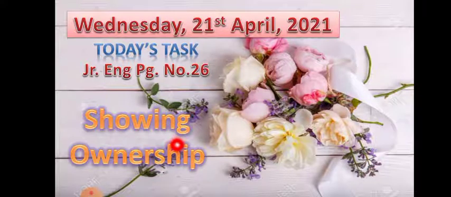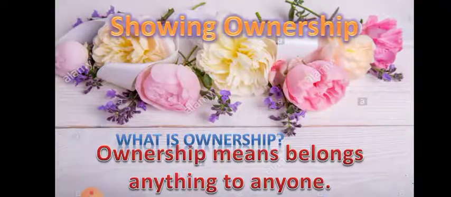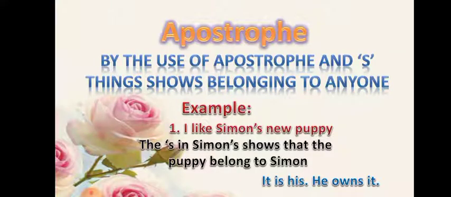Showing ownership. Okay, students, let's see what the meaning of showing ownership is. Ownership means that anything belongs to anyone. For example, I like Simon's new puppy. The apostrophe and S in Simon's shows that the puppy belongs to Simon. It is his. He owns it.